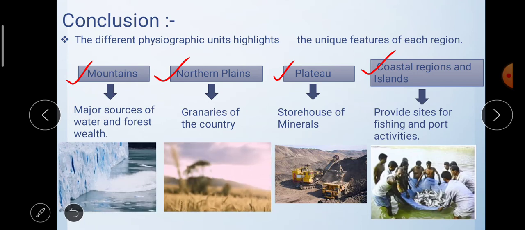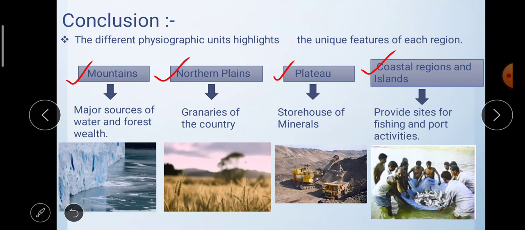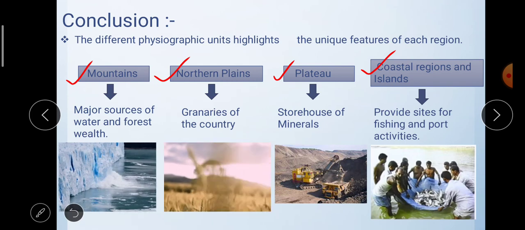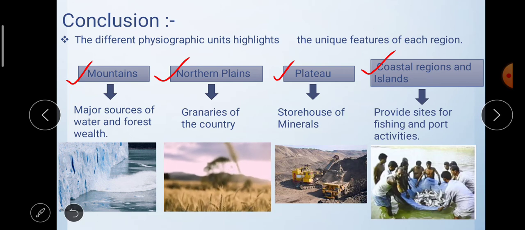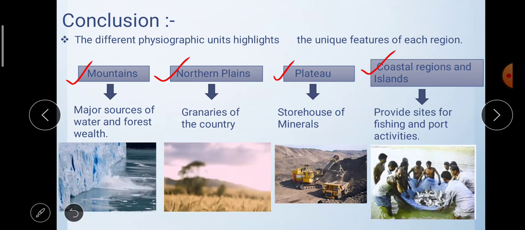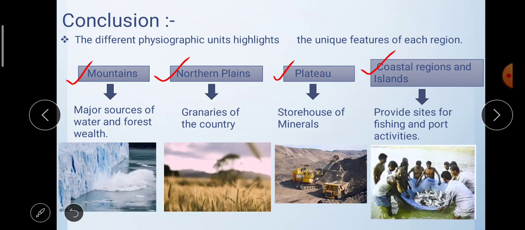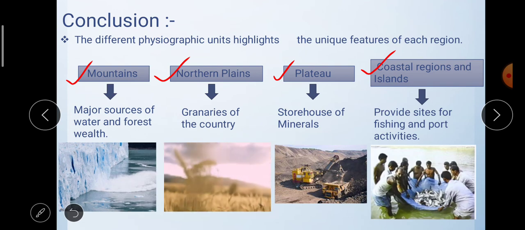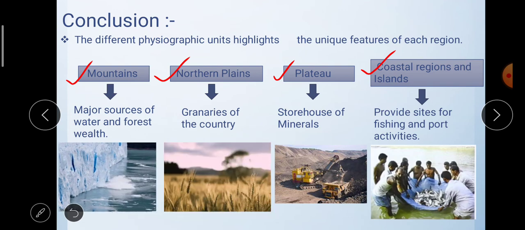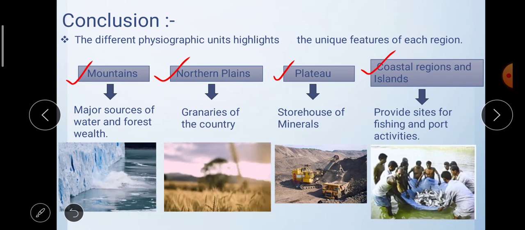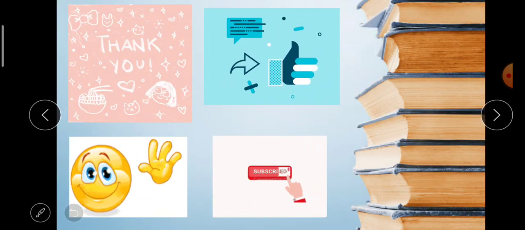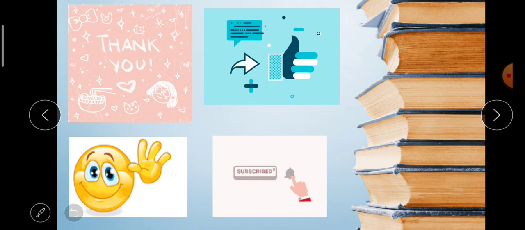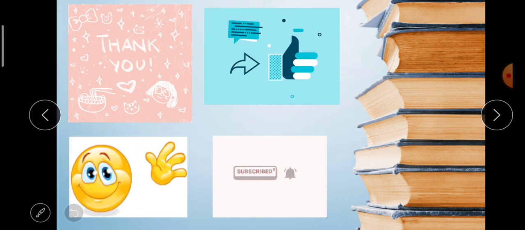On the basis of the whole chapter we can say that all the physical features are very important and very rich for our country. When all these physical features are put together, they make India rich economically and culturally. So they are very important for our country as well as for human beings to survive. So this was our whole chapter, Physical Features of India. Hope you understood it very well.